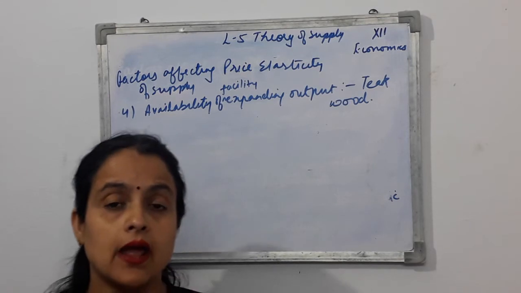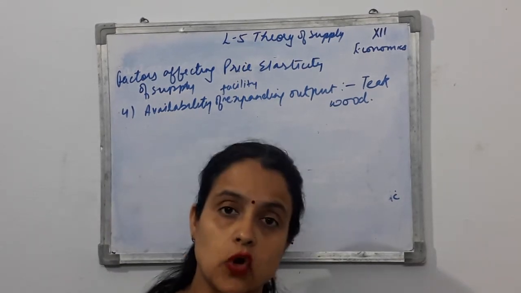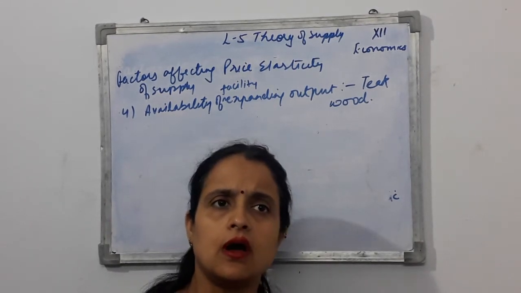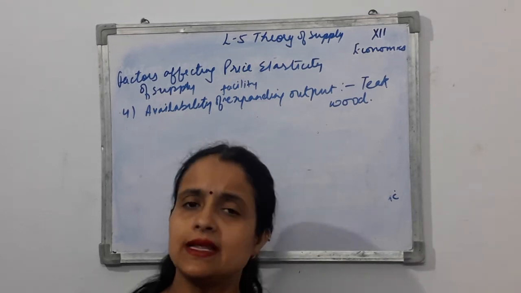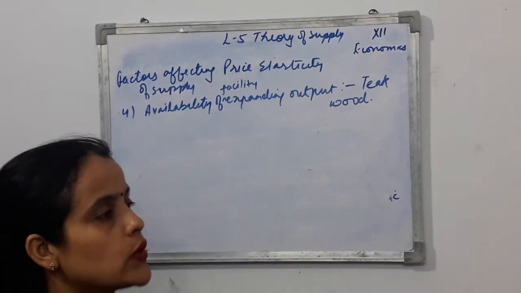But on the other hand, if there is easy availability of the raw material, or easy availability of the inputs, machineries, then in that case the supply is going to be what?